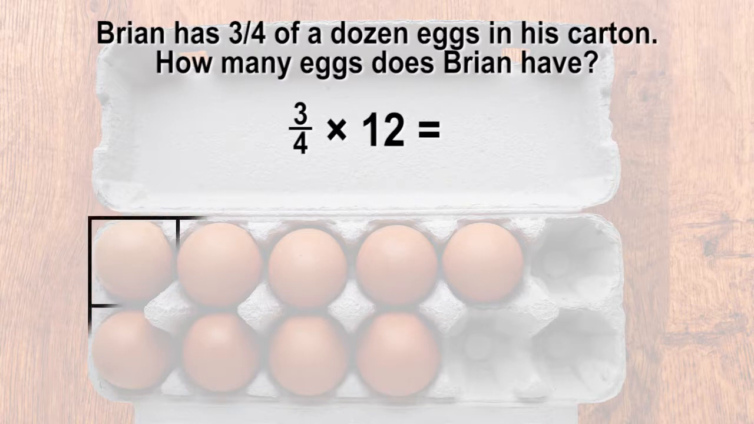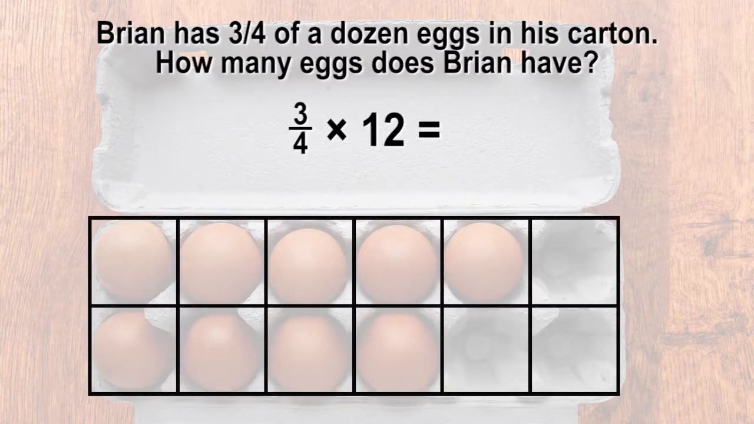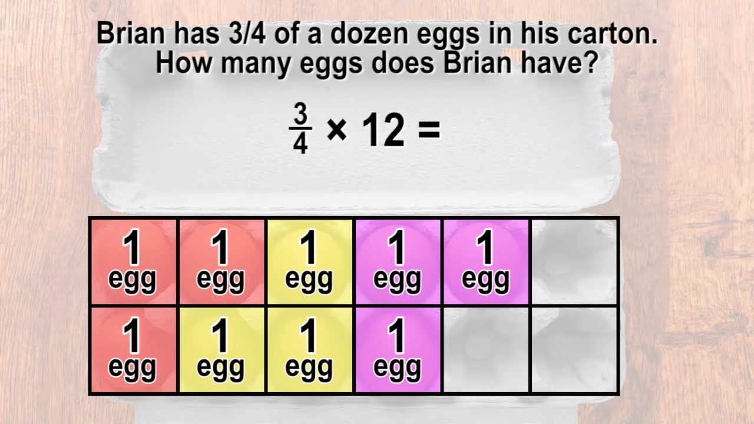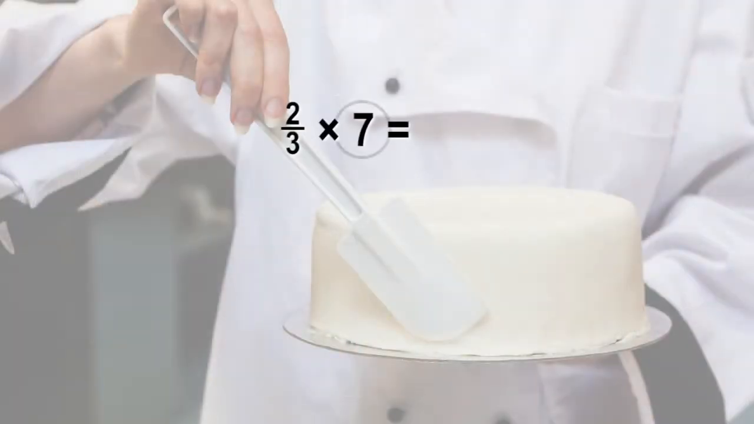This problem can be modeled by drawing a 2 by 6 grid. Each square in the grid represents an egg. 1/4 of 12 can be found by dividing 12 into 4 equal parts. 12 divided by 4 equals 3. 3 eggs are equal to 1/4 of the dozen eggs. 3/4 of the eggs would be equal to 3 groups of 3 eggs, or 3 eggs times 3 groups equals 9 eggs. This problem focused on situations where the whole number was divisible by the denominator of the fraction without leaving a remainder.